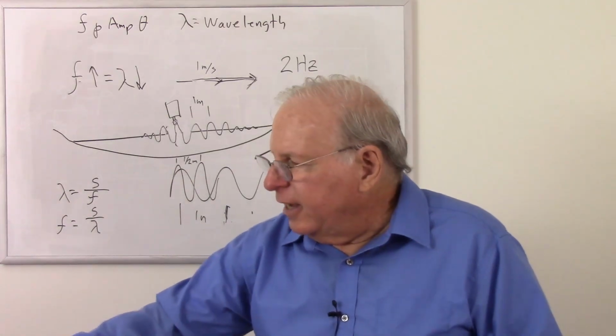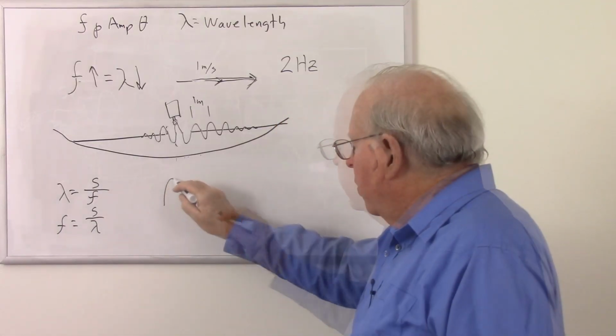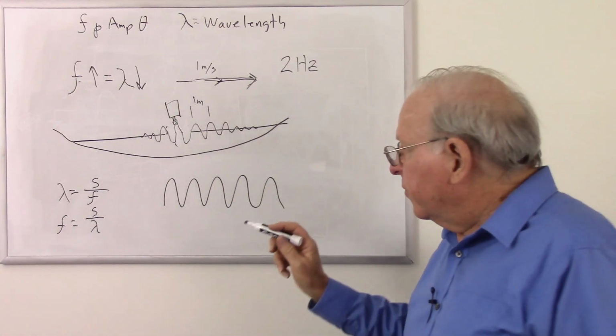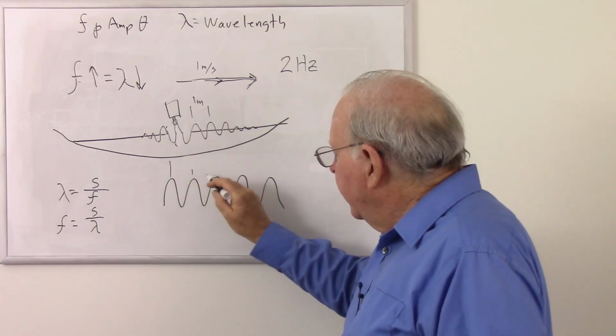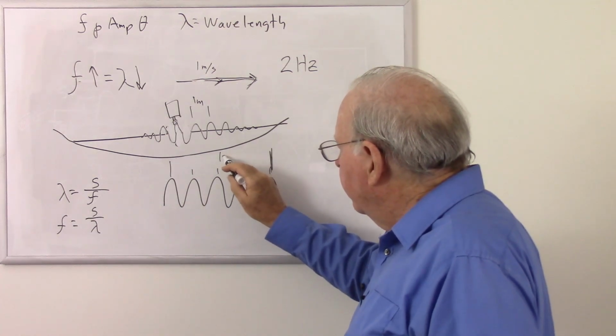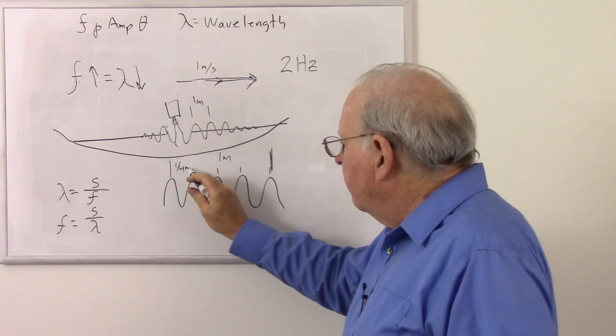And so if I go up to 4 times per second, 1, 2, 3, 4, through 5, you'll see there's a reason for that in a moment. So if I have a distance here of 1, 2, 3, 4 peaks in 1 meter, I now have a wavelength of 1/4 of a meter.